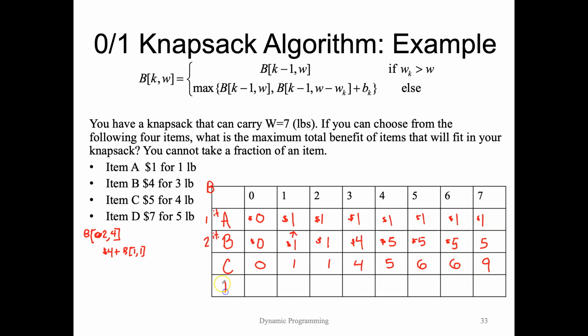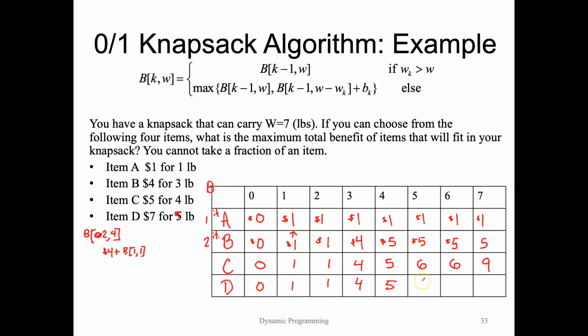Okay, now lastly, let's see for item D. To make this go a little bit faster, we'll keep this. Item D weighs 5 pounds. So until we get to 5 pounds that our backpack can carry, this isn't going to change at all because we won't be able to take item D, so this will just be whatever we had before. So if we're not taking item D.